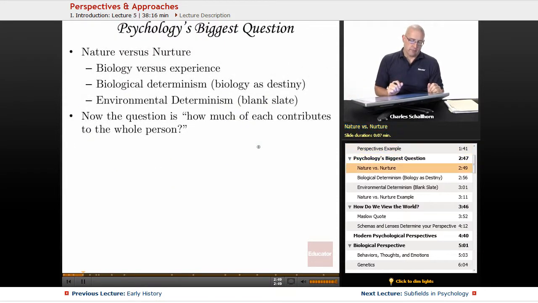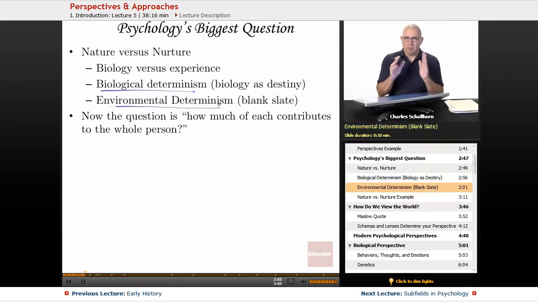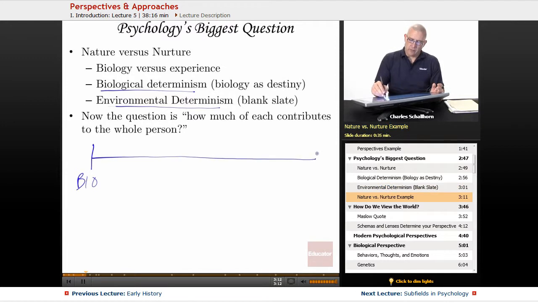Psychology's biggest question: nature versus nurture. Biology versus experience. There's this idea of biological determinism, biology is destiny, or environmental determinism, blank slate. So pretty much you've got the extremes. You've got biology over here, and all the way over on the other side, you've got the environmental over here. But then the real question is, how much of each contributes to the whole person?